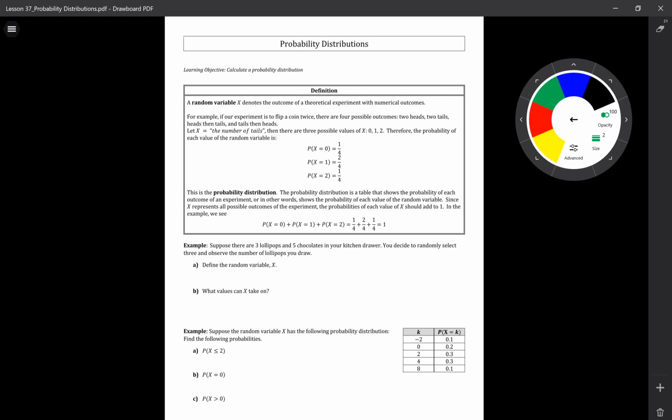This lesson is all about what we call probability distributions. So we have a bunch of definitions here which may seem a little bit overwhelming at first, but no worries, we will do some examples and hopefully that will get you all squared away.